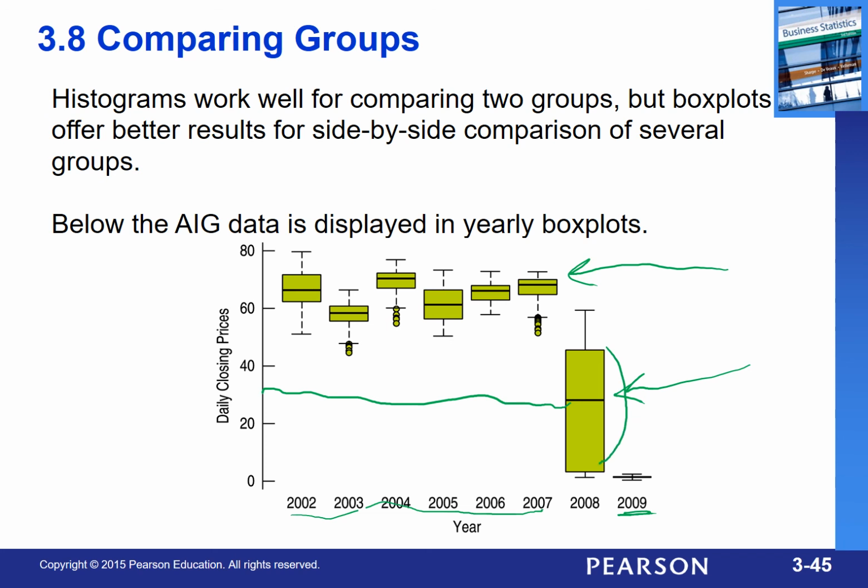My IQR is like 40. It's huge compared to the rest of them. So there's where you see a severe difference in these two groups. So again, shape, center, spread.